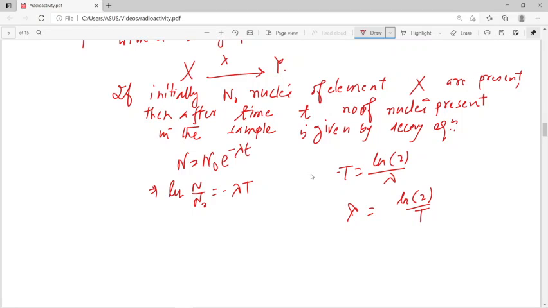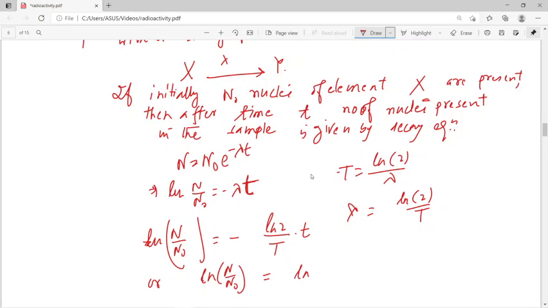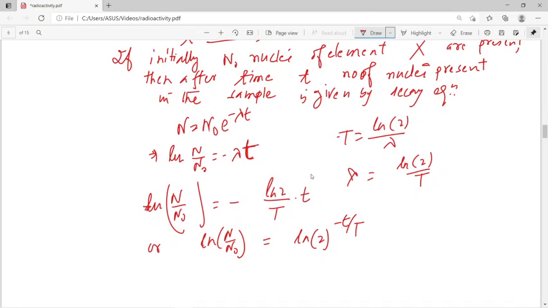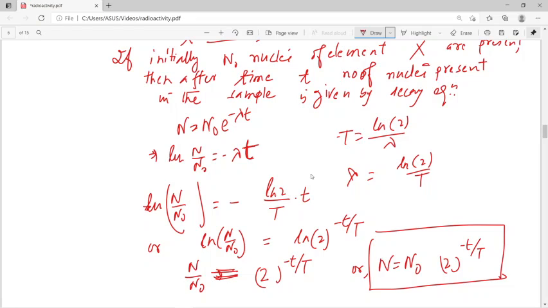So from that, what we can get is ln(N/N0) equals minus lambda t, and in place of lambda we can place this, so ln(N/N0) is minus ln2 by T times t. And if we take an antilog on both sides, then N/N0 equals 2 to the power minus t by T. This is another form that we can write.